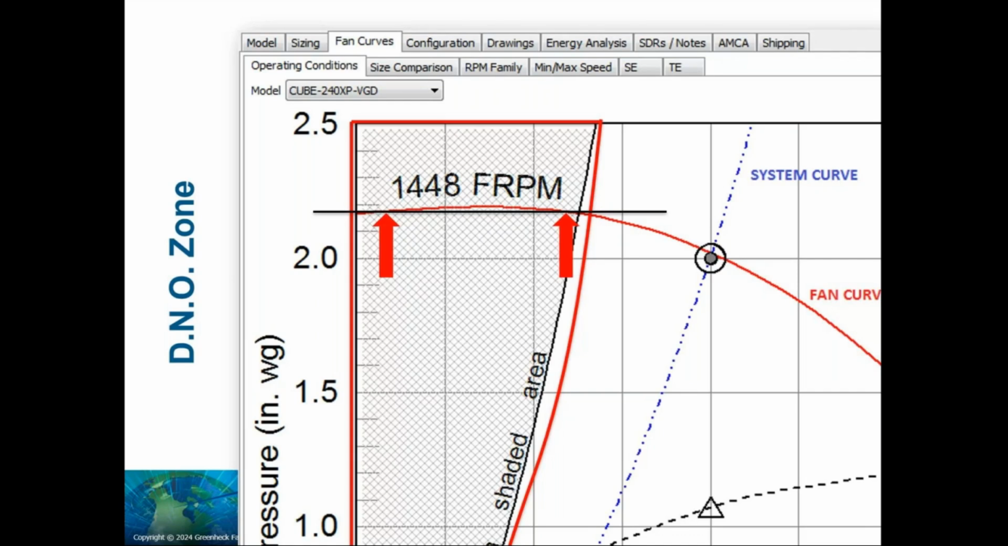I kind of compare this to going 55 miles an hour down the highway with a stick shift car. You're in fifth gear and then you change to second gear and then you go back to fifth and then back to second and back to fifth. If you were to do that to your vehicle, that vehicle would not last very long. And really, I'm telling you the same thing about a fan. If a fan is left in a hunting state, it will destroy itself. All right. So that's just one of the bad things that can happen in the do not operate zone.